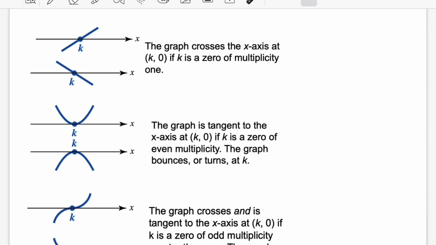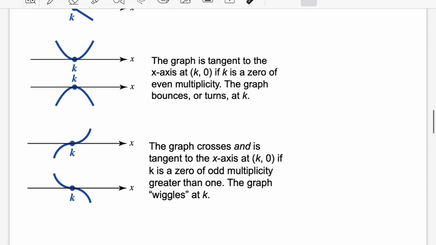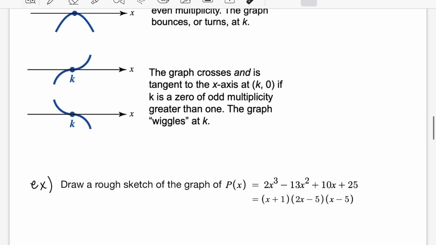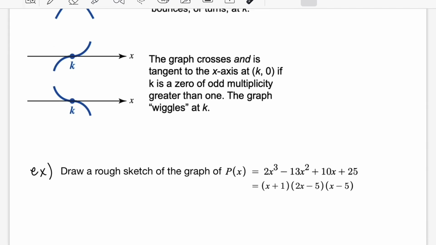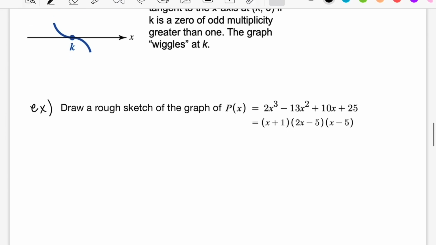So we'll use this information to do this example here. We want to draw a rough sketch of the graph of this polynomial function here, and we have it broken into these factors here. So I'll start with writing down what we know. These are going to be the zeros of our polynomial function.